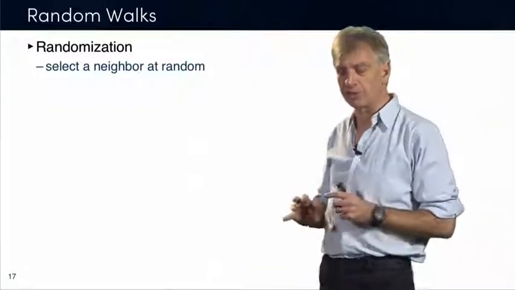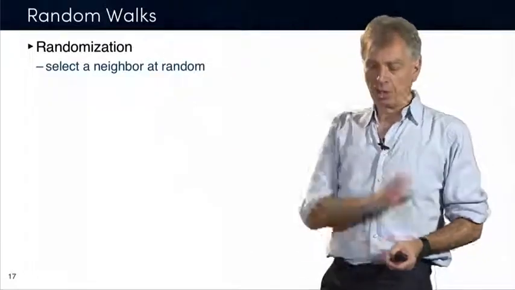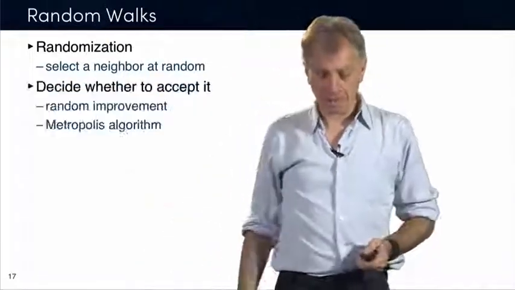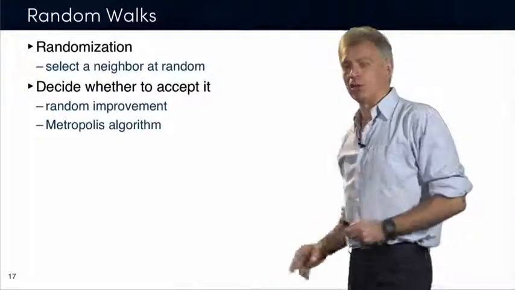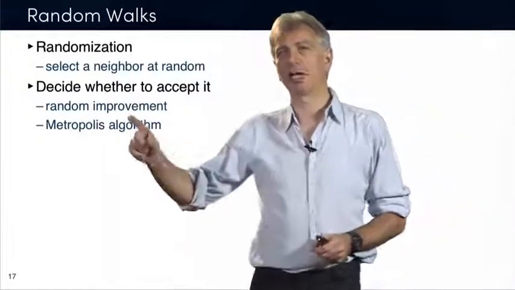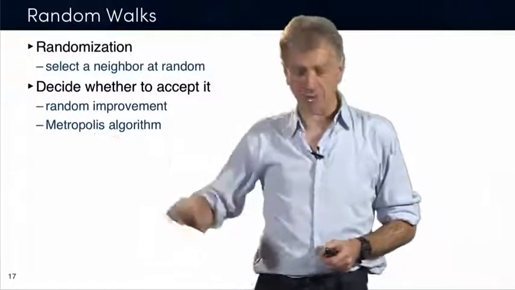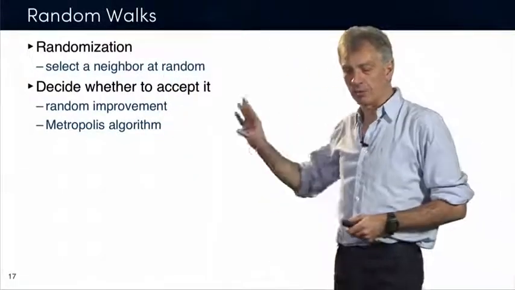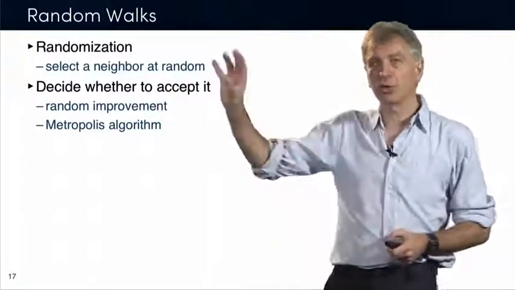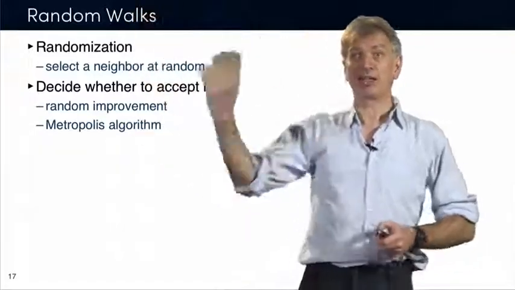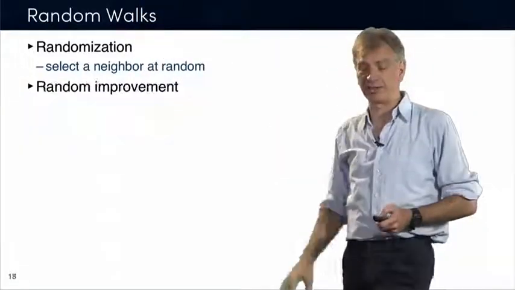Okay, so randomization is what? You want to select a neighbor completely at random, and then you have to decide whether to accept it. Some approaches accept the move if it improves, or you can use the Metropolis algorithm that I will talk about later on. But essentially, you select a neighbor randomly and then decide if you accept it using some kind of criteria.